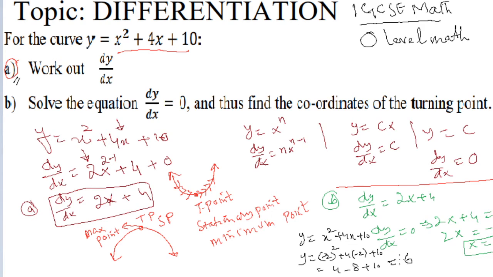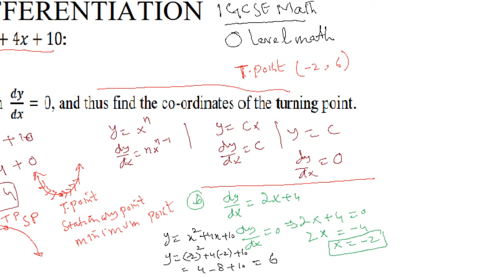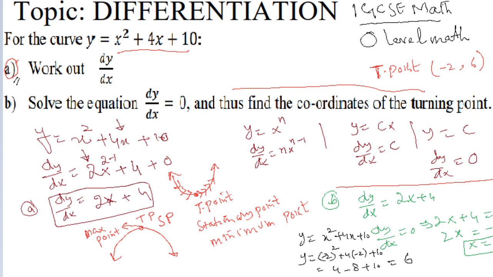So the coordinates of turning point, I'm writing here. Turning point coordinates are minus 2 and 6. I hope it's clear to all students. Now you can see the video again, and I hope it will be very easy for you to understand this question. Okay, now I'm going to the second question.